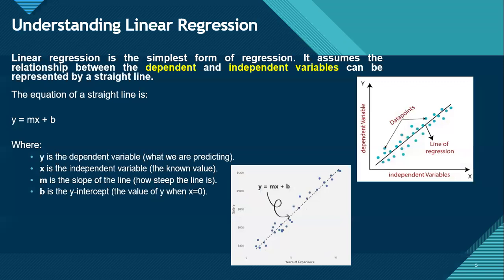So let's understand what a linear regression is. Linear regression is the simplest form of regression. It assumes the relationship between the dependent and the independent variable is represented by a straight line.